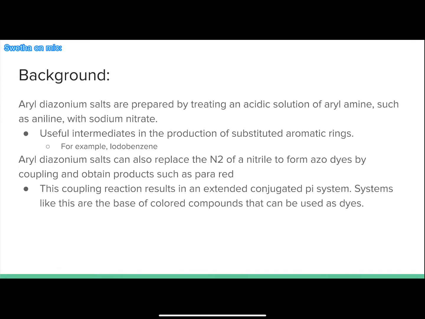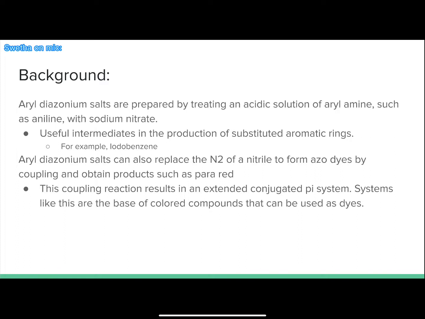Aryl diazonium salts are prepared by treating an acidic solution of arylamine, such as aniline, with sodium nitrite. This is a useful intermediate in the production of substituted aromatic rings. For example, aryl diazonium salts can be used to create iodobenzene.